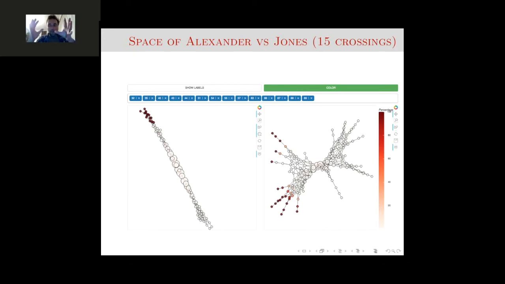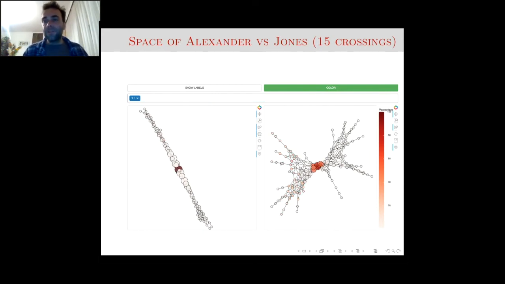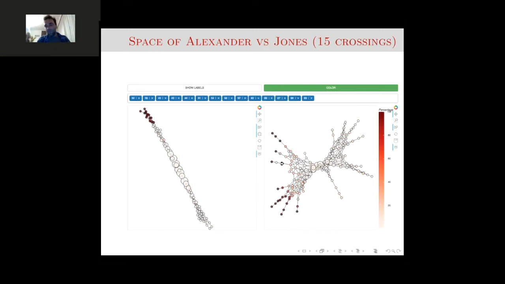Here they are. So where are they located in the space of Jones polynomial? Well, we can see it by the coloration. And then we can take the next section of the Alexander data and ask the same question, and then the next section, and the next section, etc. And what we see is that as we move along the space of Alexander polynomial, we also move along in the space of Jones polynomial.